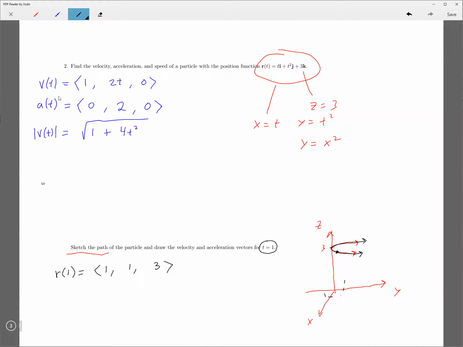And then, of course, the velocity vector is 1, 2, 0. The velocity vector is also going to be tangent to the curve at that point. So it's going to come off something like that. And then the acceleration vector is 0, 2, 0. So that acceleration vector is pointing straight this way, parallel to the y-axis, pointing that way.